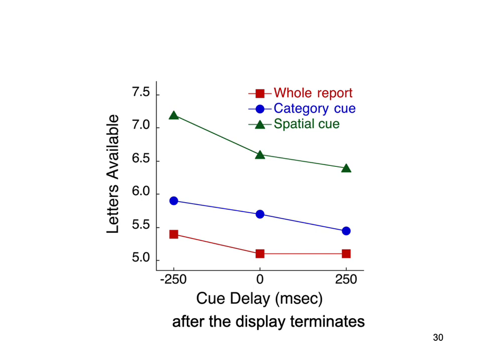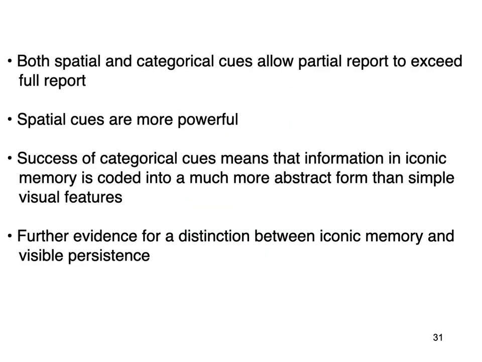There's a little bit of decay at 250. It's not enough to cause a major loss of the iconic representation, as you know, by 250 milliseconds after the offset or disappearance of the display, there's still enough information in the icon to help you, but there's some decay. But the moral of the story is both spatial and categorical cues allow partial report to exceed full report. Spatial cues are, of course, more powerful than categorical cues.